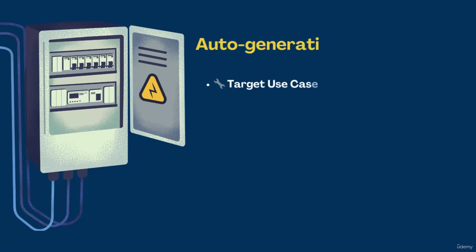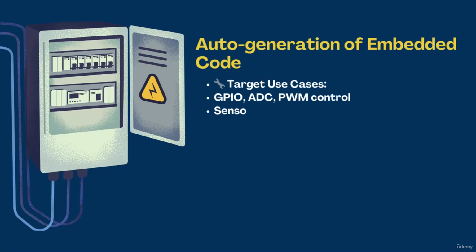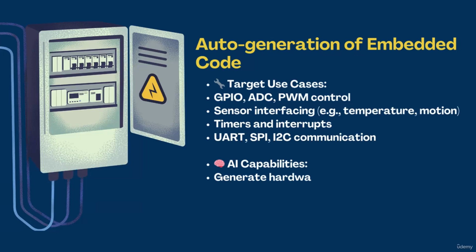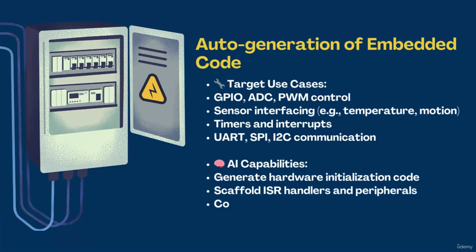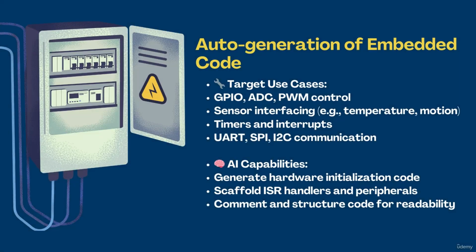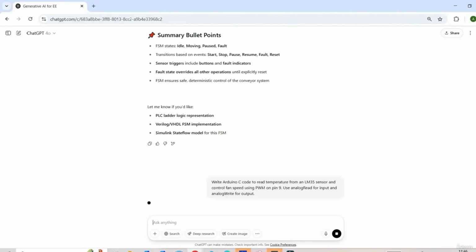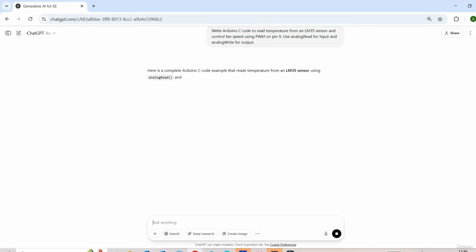Embedded systems form the heart of modern automation, from IoT devices to industrial controllers. Traditionally, writing embedded code for platforms like Arduino or STM32 requires experience in low level C or assembly programming. With generative AI, developers can rapidly prototype, test, and optimize embedded logic using well structured prompts. This dramatically reduces time to deployment and helps non programmers contribute to firmware design. Let's begin by asking the AI to control fan speed using PWM on an Arduino based on temperature input.